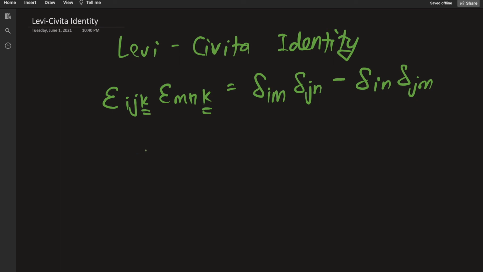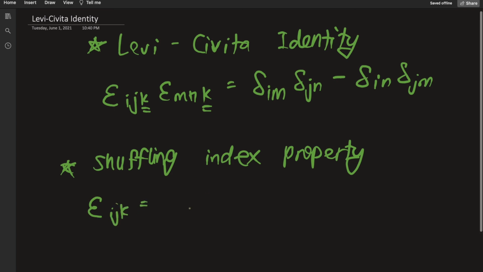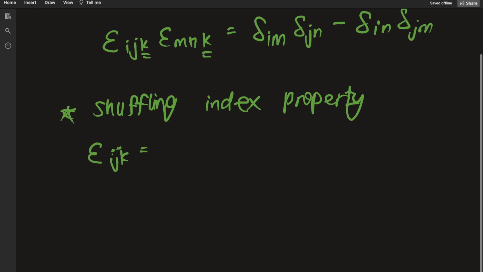Now, another property that I didn't quite mention was the shuffling index property of the Levi-Civita symbol. So if you have Levi-Civita ijk, as long as you're doing even permutations of ijk, you can shift them around. So you can have epsilon, well, let's interchange j and k, but that's one permutation, and let's do another. Let's interchange i and whatever is in the place of j.